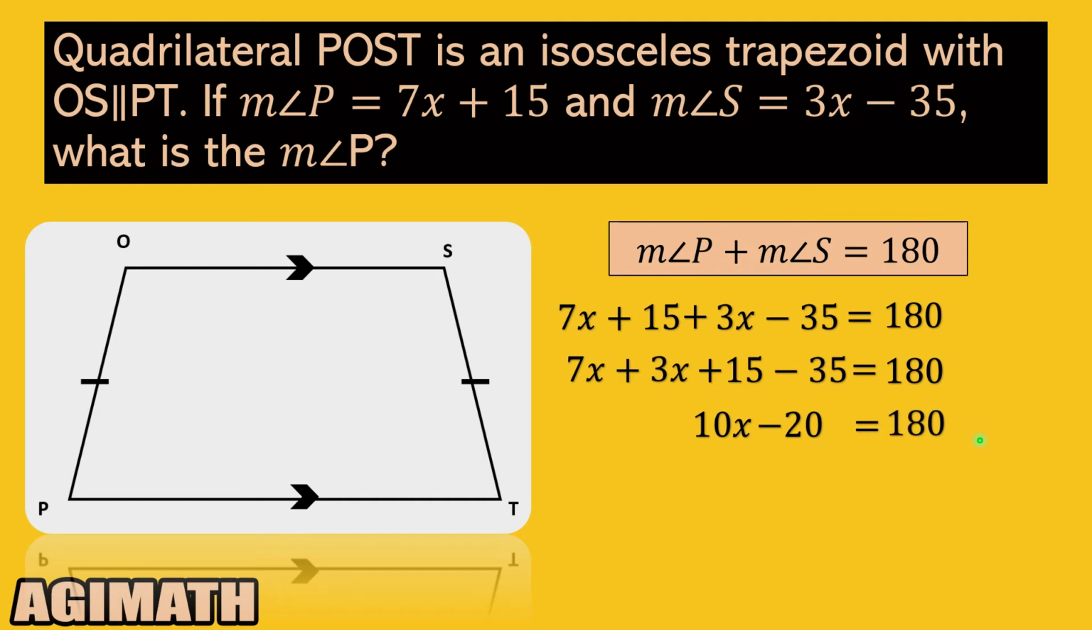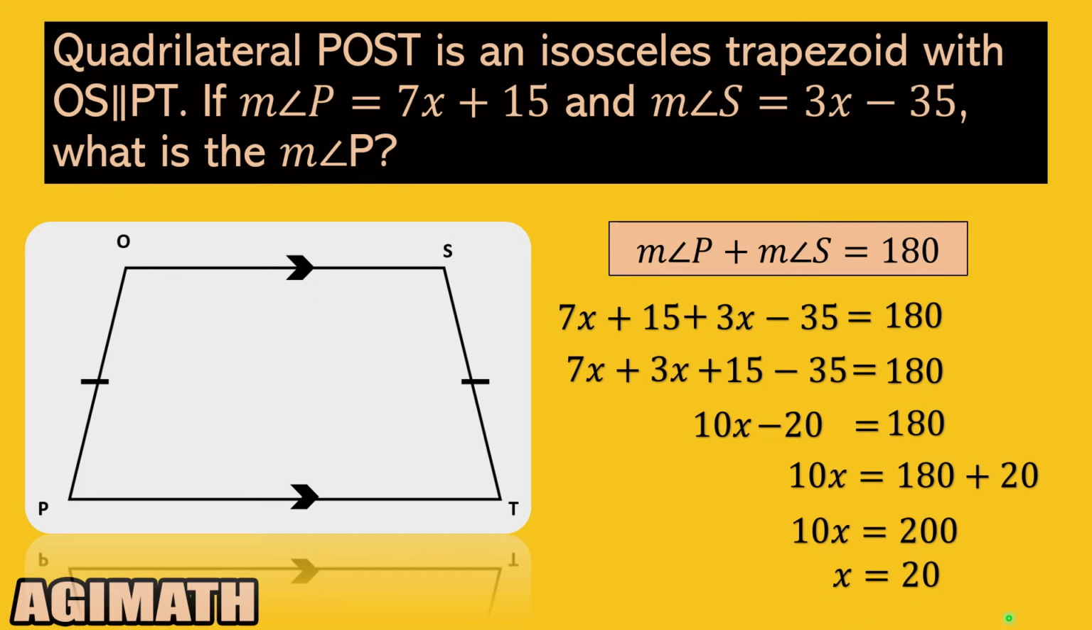Next, since we want to find the value of x, we need to transpose the minus 20 to the other side. So we can have 10x equals 180 plus 20, from negative 20 to positive 20. And then simplify further, 10x equals 200 from 180 plus 20, and then divide both sides by 10. That's why you will have x is equal to 20. But what is asked in the problem is the measure of angle P.